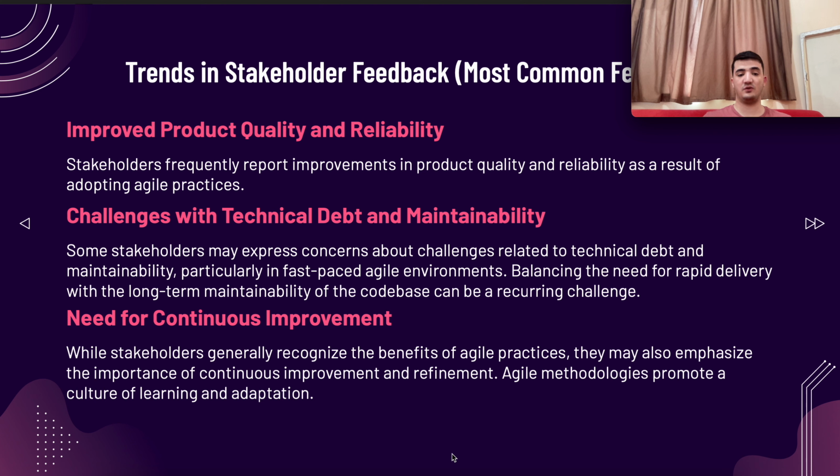Additionally, a lot of stakeholders generally recognize that while there are a lot of benefits to agile practices, there's also an importance of continuous improvement and refinement, which again can take up a lot of resources and time. If a team is unprepared for it, they may not be able to execute it. And so this is another piece of feedback that's given commonly by stakeholders.